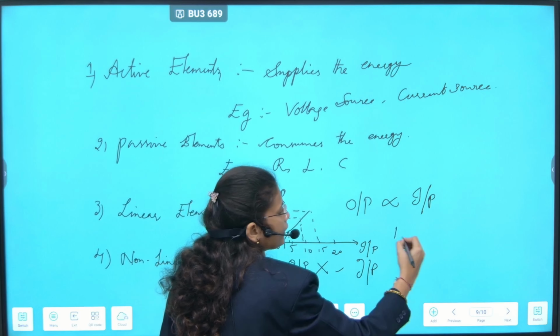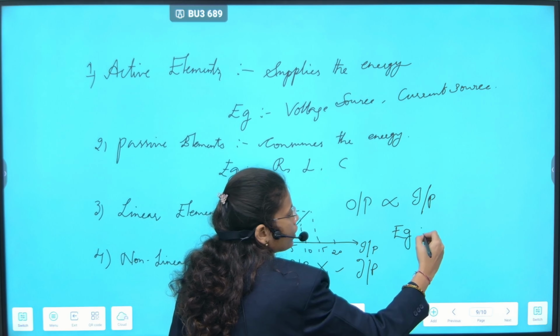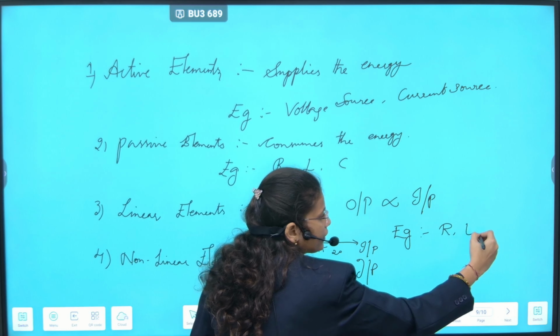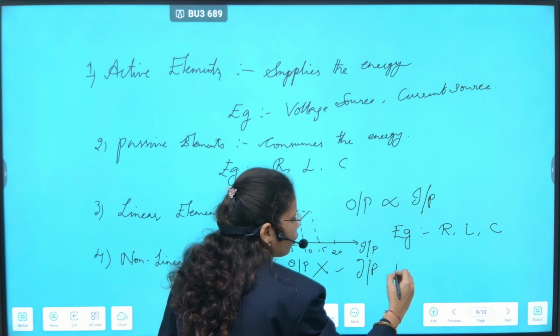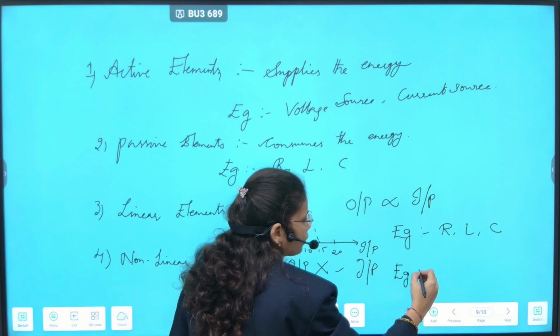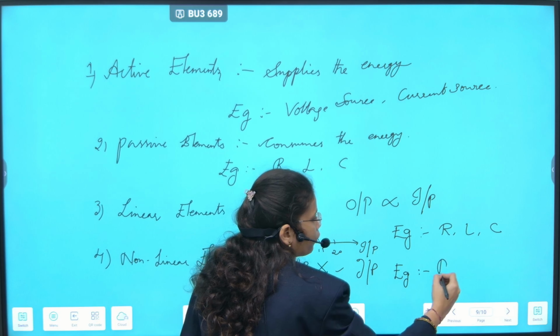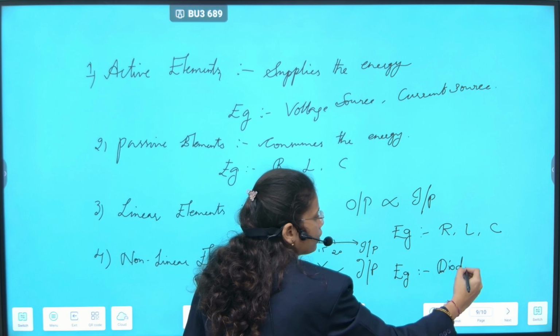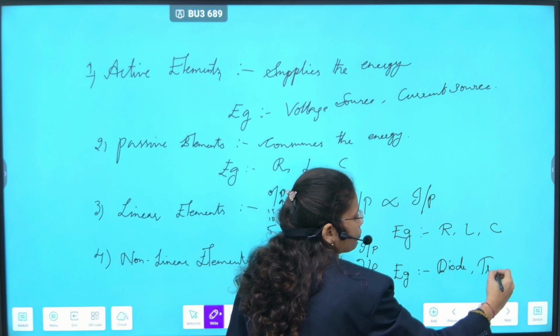Examples of linear elements are resistor, inductor, and capacitor. Non-linear elements are diode and transistor.